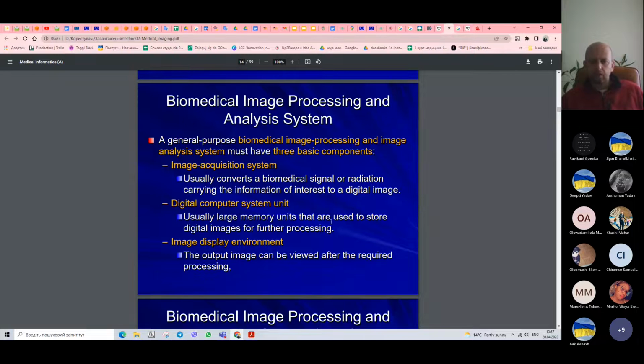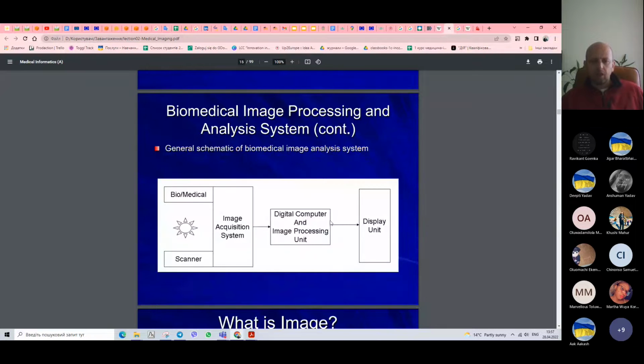Yes, these steps are important. To begin, here is how this works in the general scheme of a biomedical image analysis system. We have a scanner and we have some object. We collect with the image acquisition system, then the digital computer and image processing unit are present, and after that we can display our result.